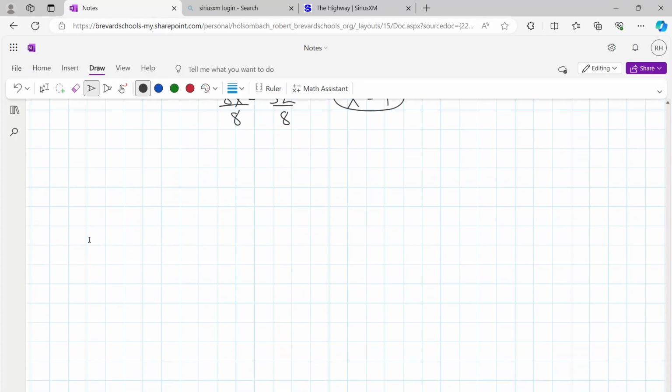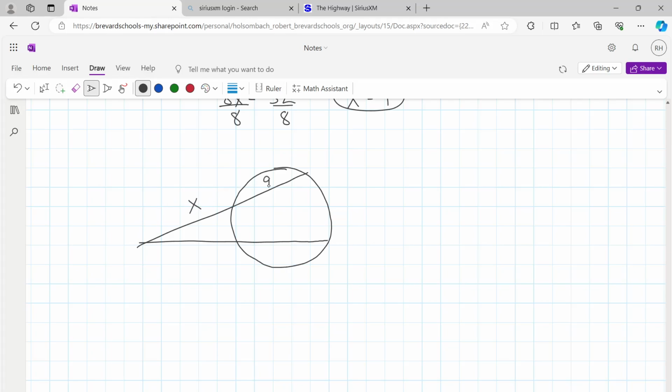Let's take a look at another one. Doing example 3A on the guided practice. So we've got a secant and our second secant. We've got an exterior piece equal to x and an interior piece equal to 9, an exterior piece equal to 4, and an interior piece equal to 5.